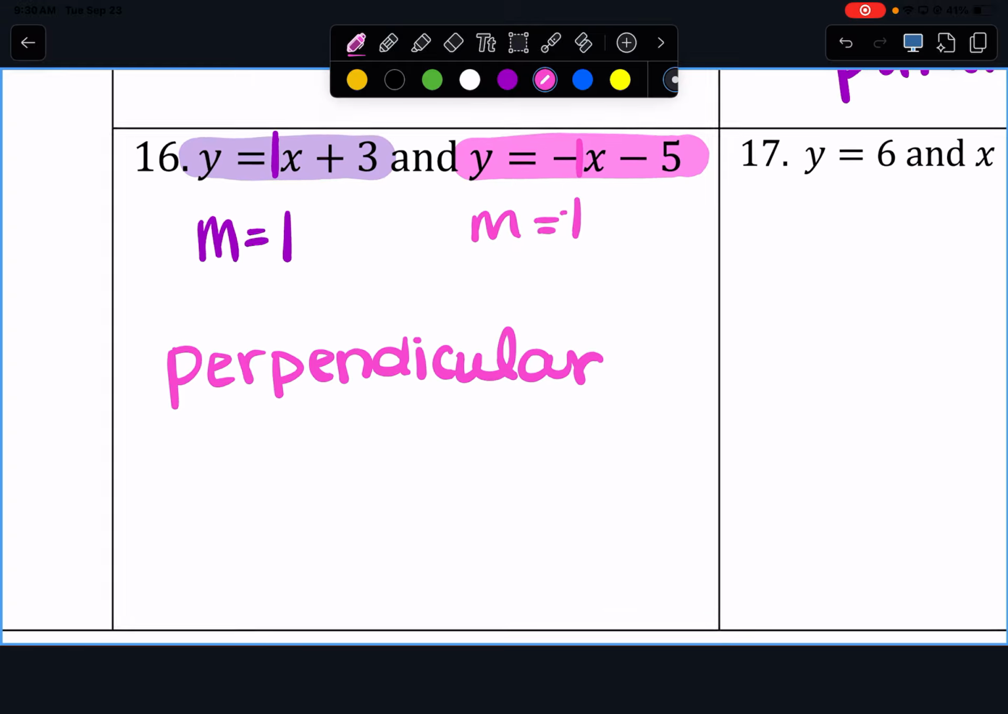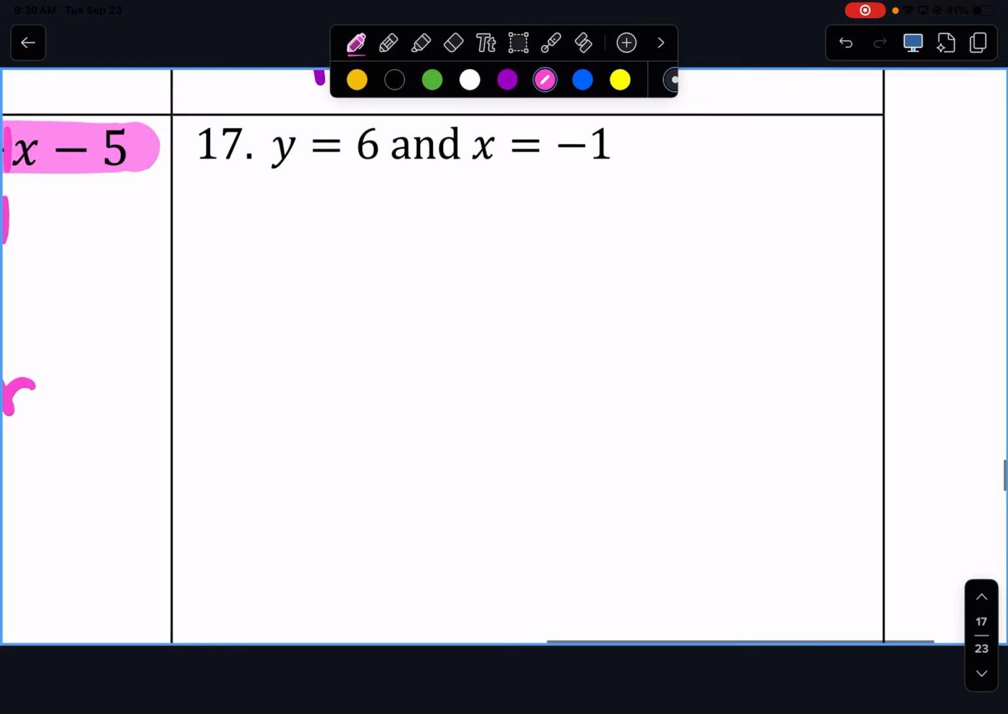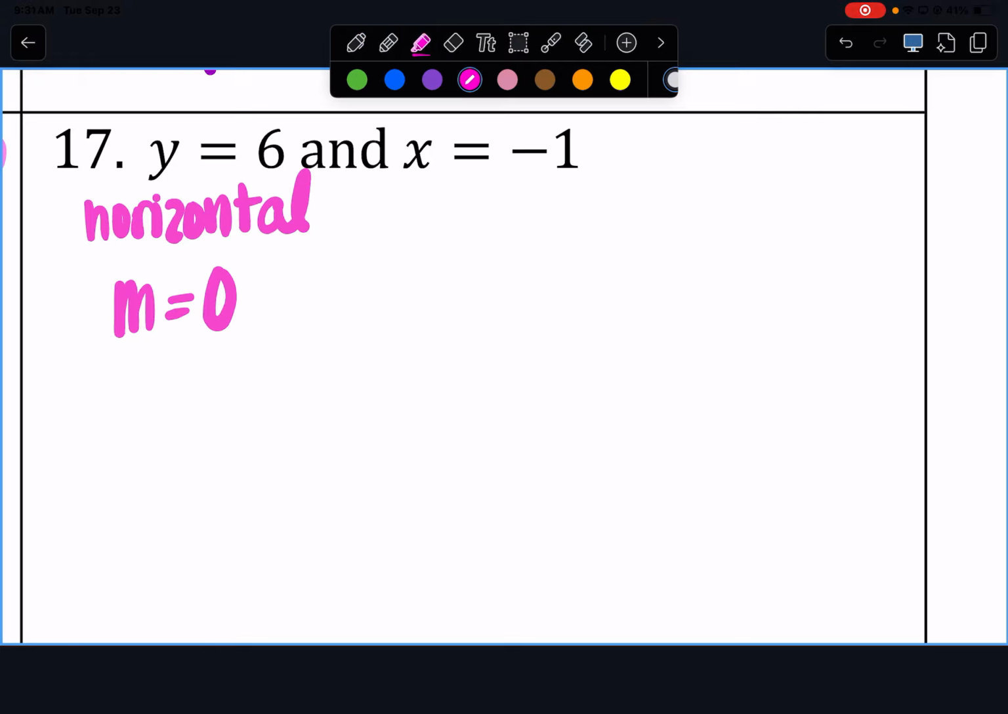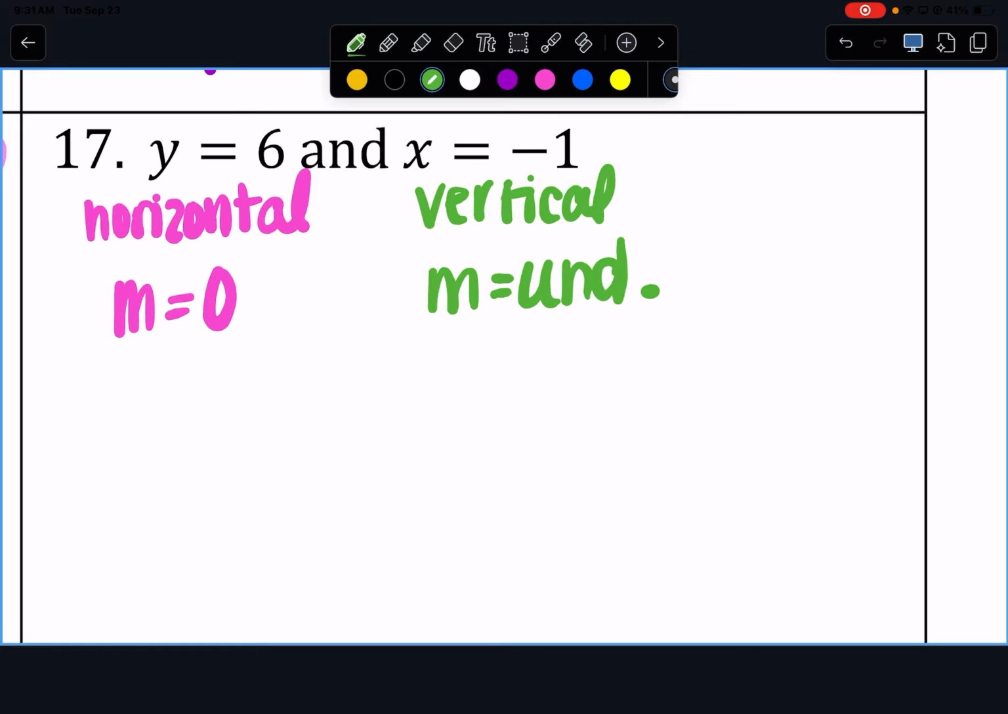Okay, then we're going to look at question 17. So for question 17, is y equals 6 a vertical or a horizontal line? Horizontal. So if it is a horizontal line, what is the slope? 0. So we have x equals negative 1. Is that a vertical or a horizontal line? It is vertical. What is the slope of a vertical line? It's undefined, yes. Okay, so if I have 0 and undefined, what does that mean they are? It's perpendicular.